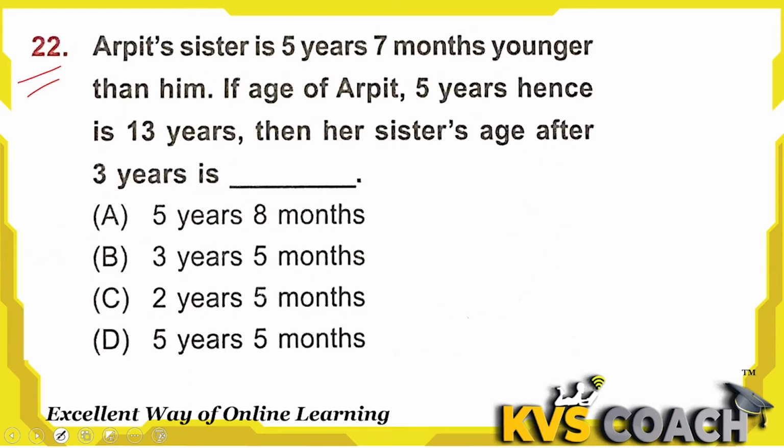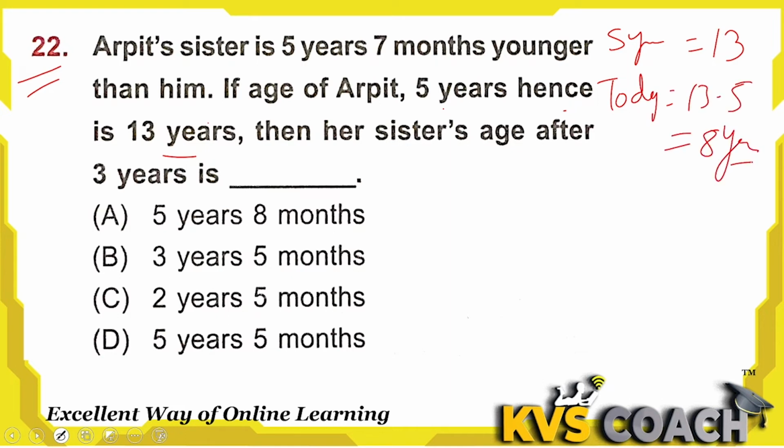Question 22 is: Arpit's sister is 5 years 7 months younger than him. If the age of Arpit after 5 years is 13 years, then her sister's age after 3 years is? Look, Arpit's age after 5 years will be 13 years. It means today it is 13 minus 5, that is 8 years. Now Arpit is 8 years old and Arpit's sister is 5 years 7 months younger than him. So let's check. 8 years minus 5 years, that is 3 years.